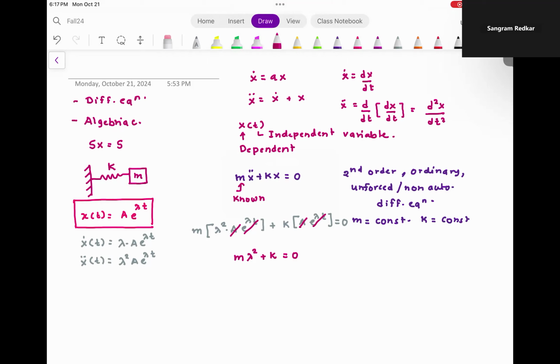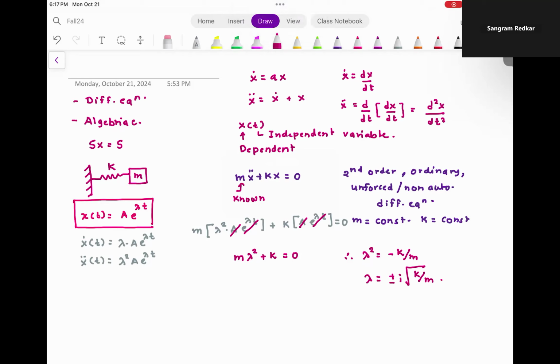Now, what I have here is m lambda square plus k is equal to 0. And the only unknown here is nothing but lambda square. Everyone understood this? So what I can do is find the value of lambda square. Lambda square is equal to minus k by m. Do you agree with me? So lambda is equal to plus minus i square root of k by m. Are you with me?